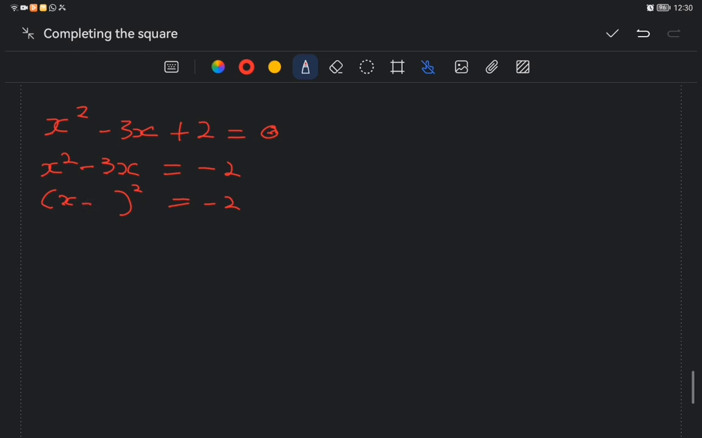And then it's going to be x, and then we have to what? Drop that sign, which is minus, and then we do what? We take half of that number. So we have 3 over 1 multiplied by 1 over 2. That is equivalent to 3 over 2. Therefore 3 over 2 there. Then we continue to say x minus 3 over 2 all squared is equivalent to negative 2.